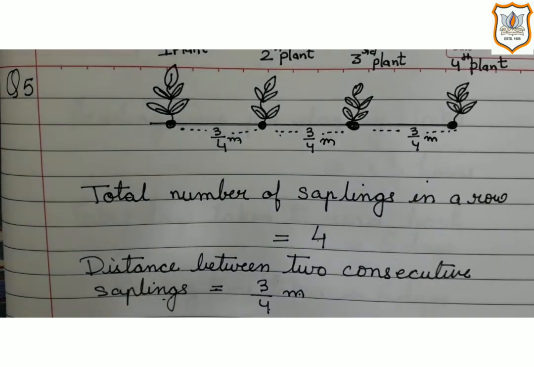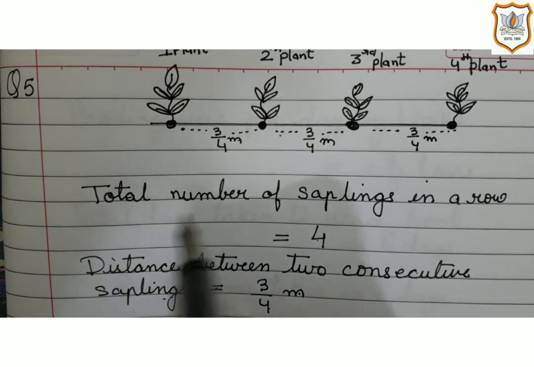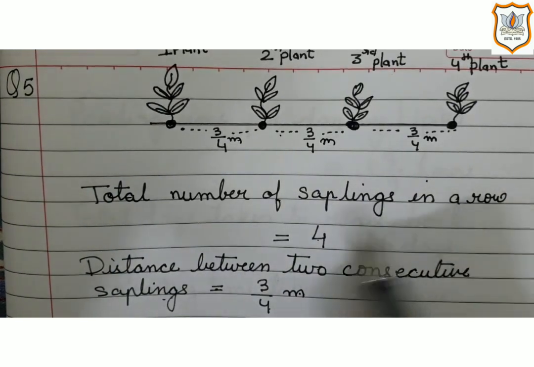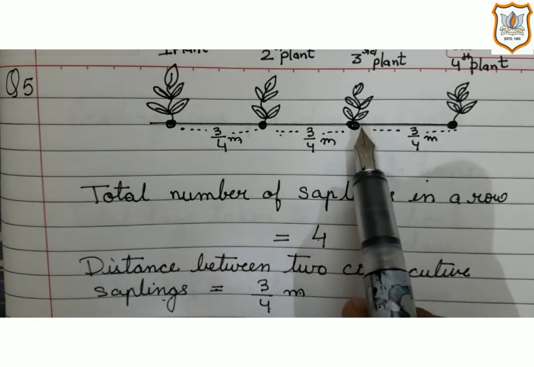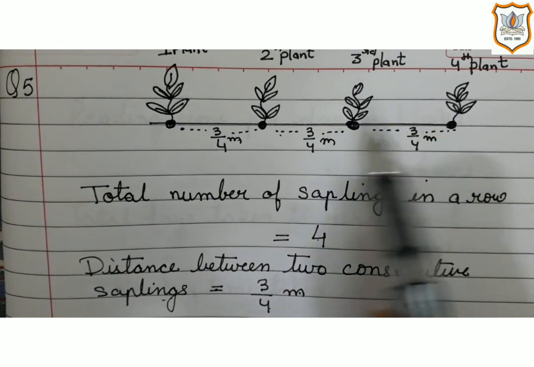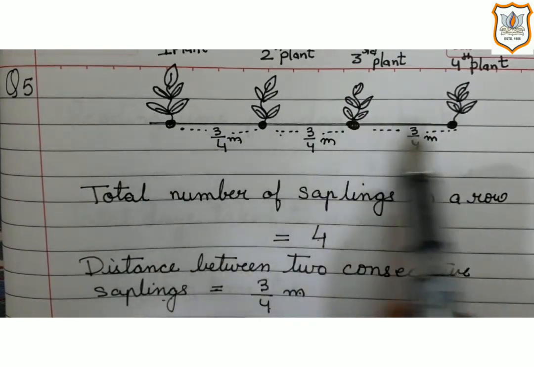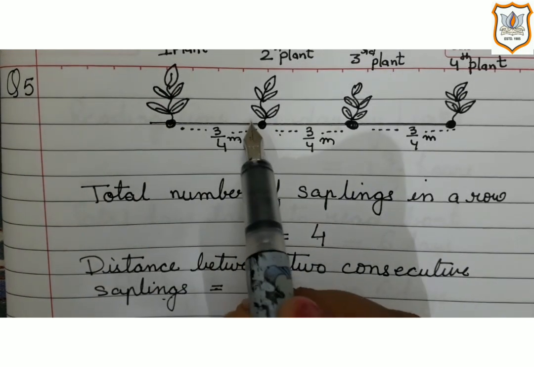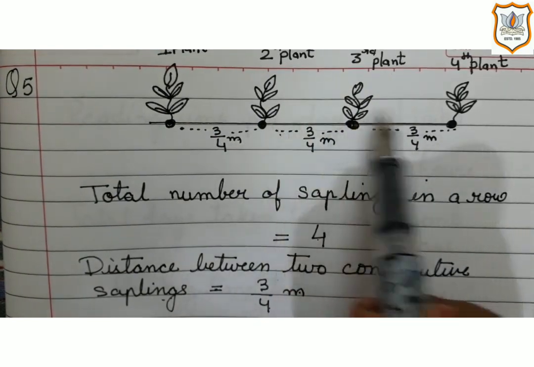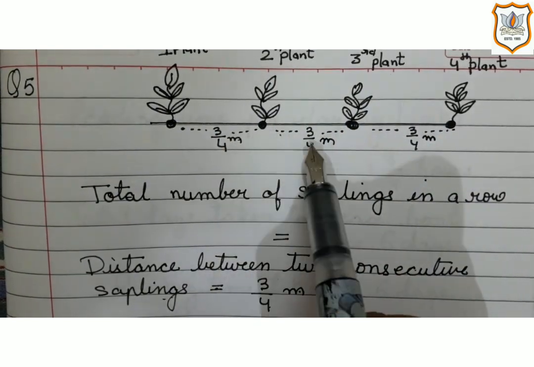Now let's solve question number 5 of exercise 2.3. Total number of saplings in a row is equal to 4. How many saplings in a row? 4. 1, 2, 3 and 4. 4 saplings in a row. Distance between two consecutive saplings is equal to 3/4 meter.